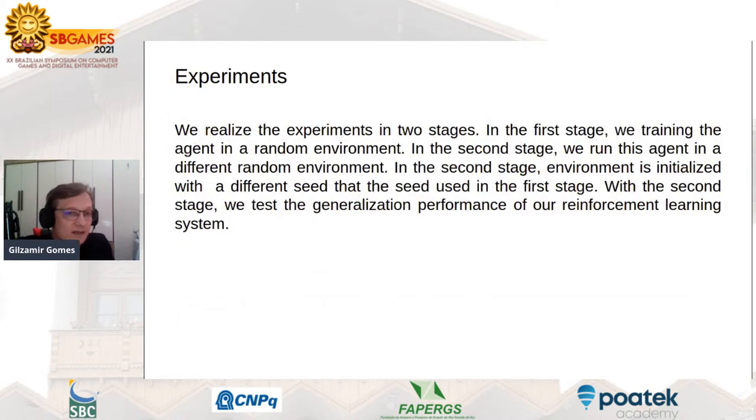We realized the experiments in two stages. In the first stage, we train the agent in a random environment. In the second stage, we run this agent in a different random environment. In the second stage, the environment is initialized with a different seed than the seed used in the first stage. With the second stage, we test the generalization performance of our reinforcement learning system.